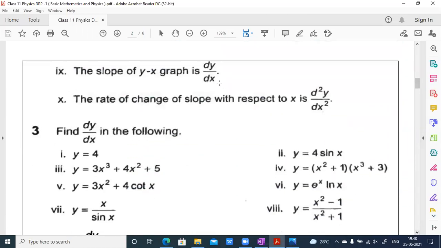Slope of a graph is dy by dx. और सिमरत, is it correct? Yes sir. Slope of any graph is dy by dx. Rate of change of slope with respect to x. Slope को x के respect में differentiate करें, मतलब d by dx of dy by dx, which is second order. Correct? आगे बढ़ते हैं. So now this differentiation number 3.